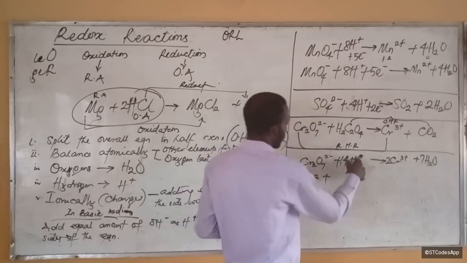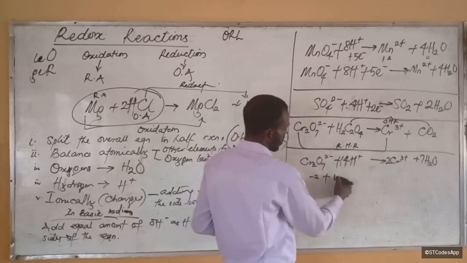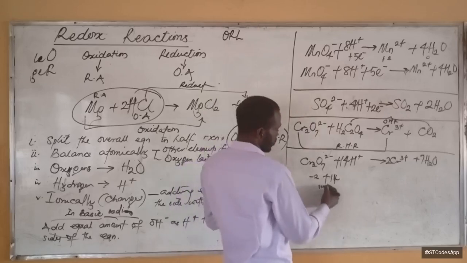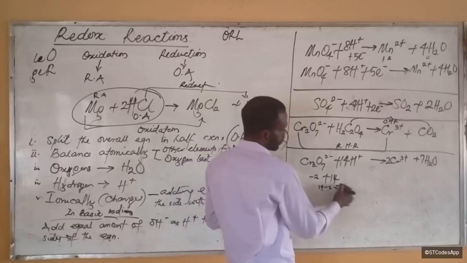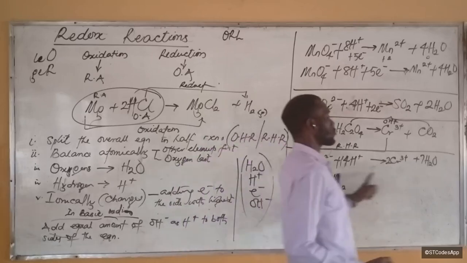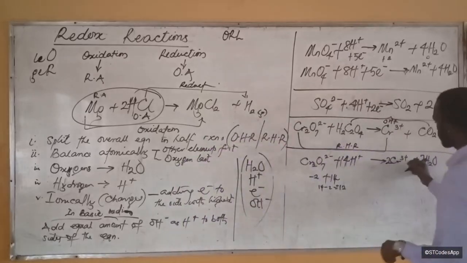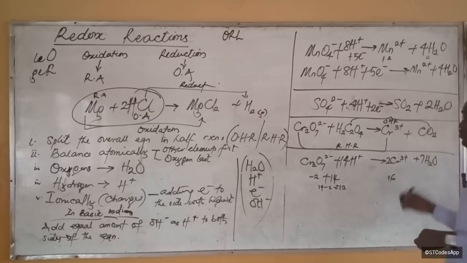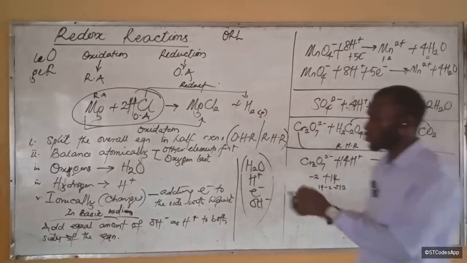Plus 1 times 14 is plus 14. So we have 14 here. So plus minus 2 plus 14, that's 14 minus 2. That's 12, plus 12 here. What's the total charge on this side? We have plus 3 here times 2. That's plus 6. Here 0. So total charge here on this side is plus 6. On this side is plus 12.